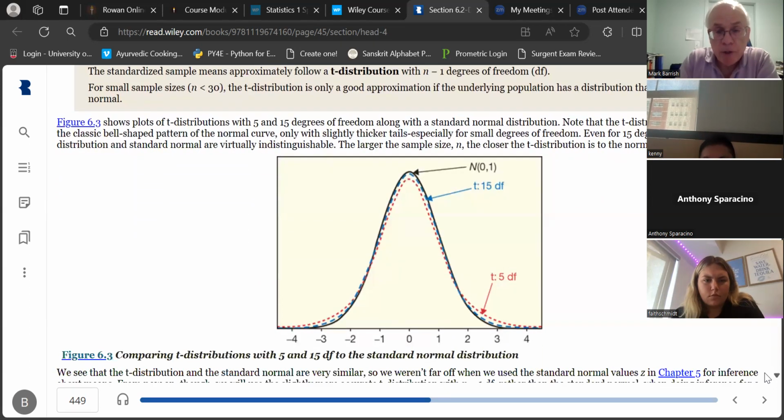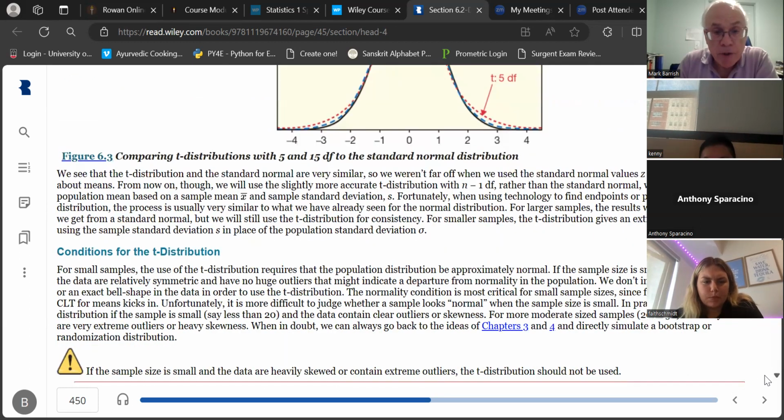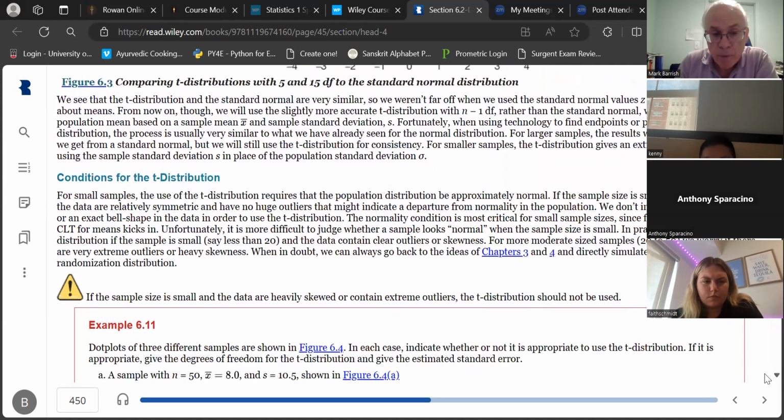This diagram here just shows different shapes for the t-distribution, how close it is to the normal distribution. You can read through it if you'd like. There's certain conditions that need to be met. All of these things, you can just skim through it. It's not that important.